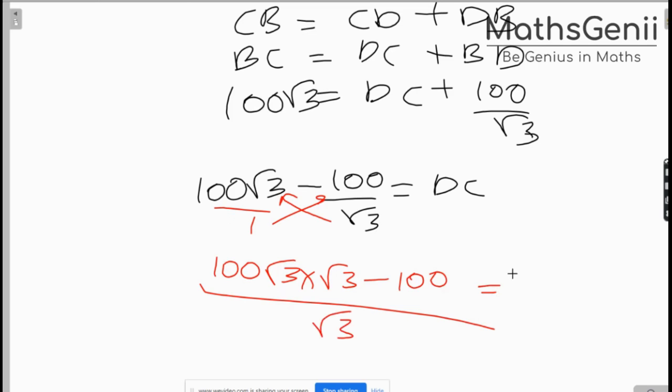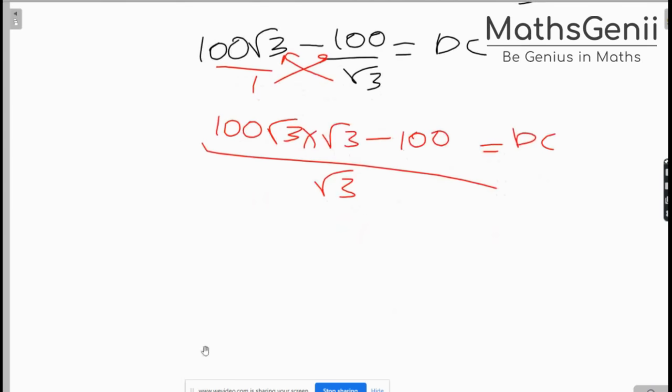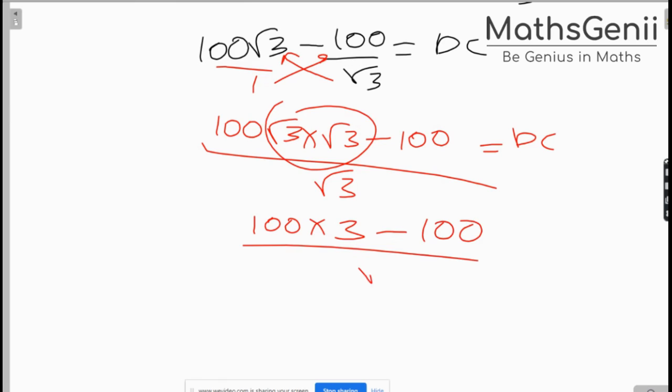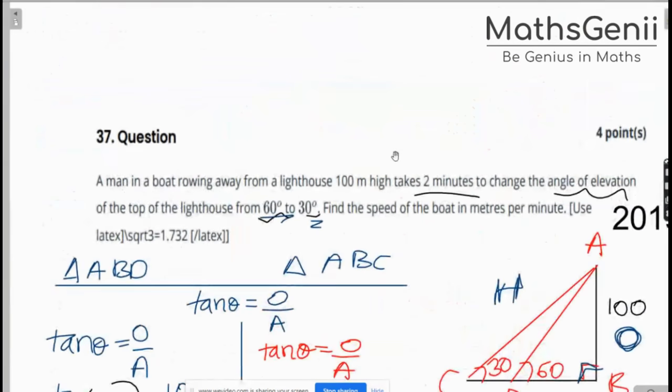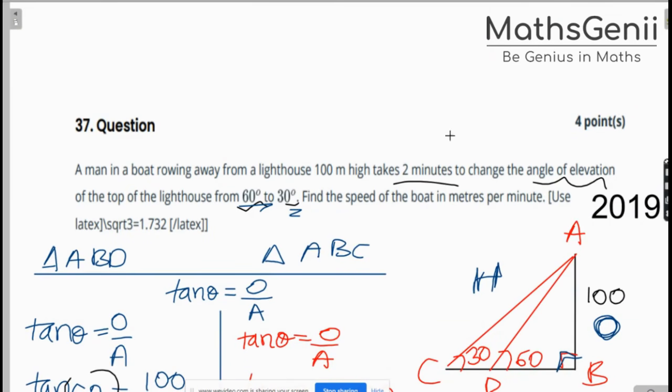Root 3 is equal to DC. So root 3 into root 3 is pure 3. So 300 minus 100 is 200 upon root 3. Now what is DC? Coming to the question, as I had said that we are going to ignore these 2 minutes, let's not ignore these 2 minutes now.